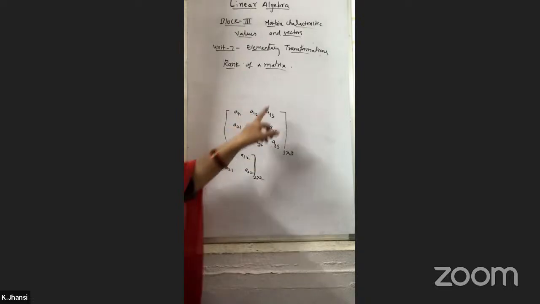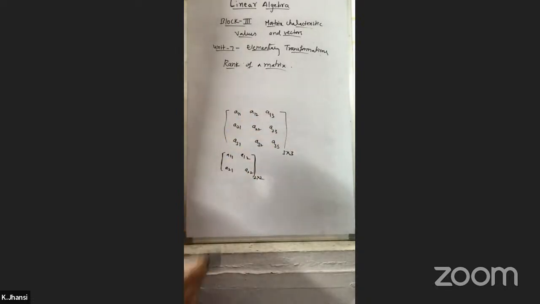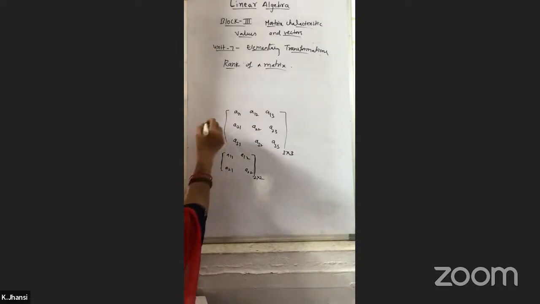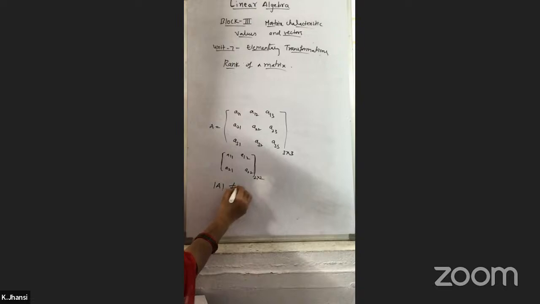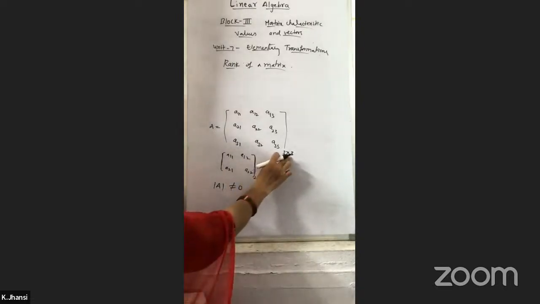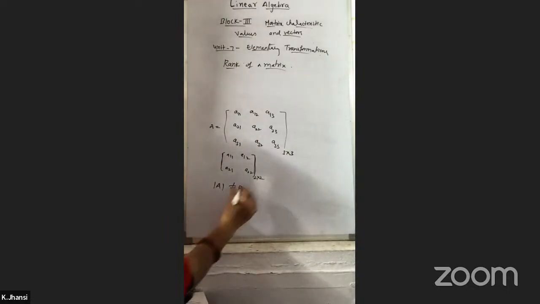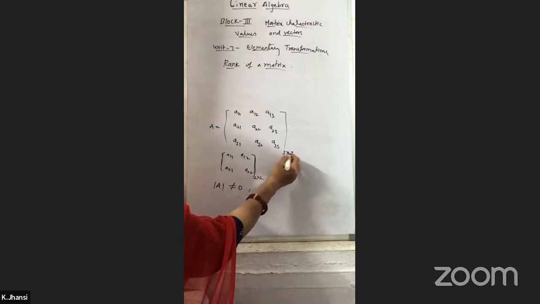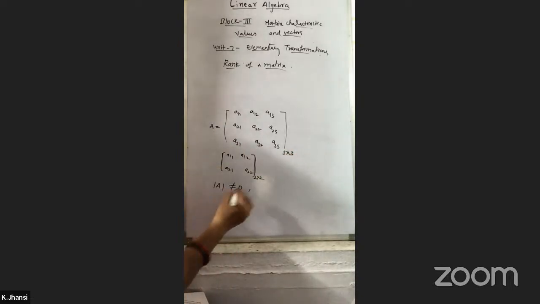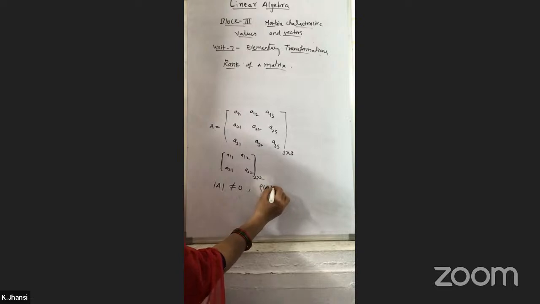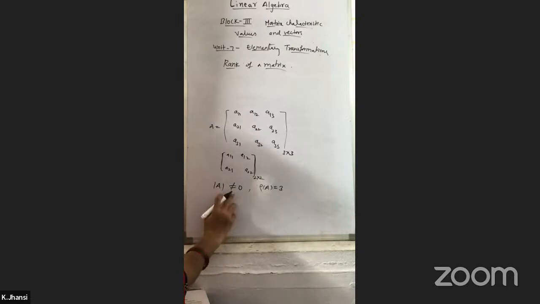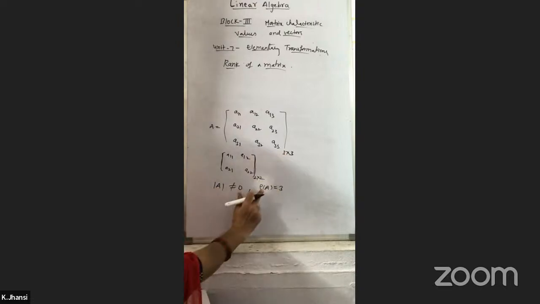Whenever it is a 3 by 3 matrix, when you find the determinant of this matrix, whenever it is not equal to 0 and it is a square matrix, that means 3 by 3, then we can say that whatever the order of the matrix is, that is the rank of the matrix. It is 3 by 3, so the rank is 3.